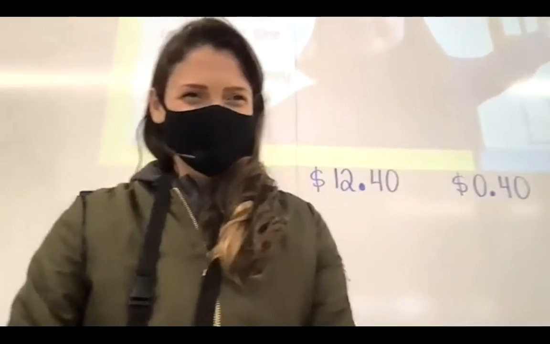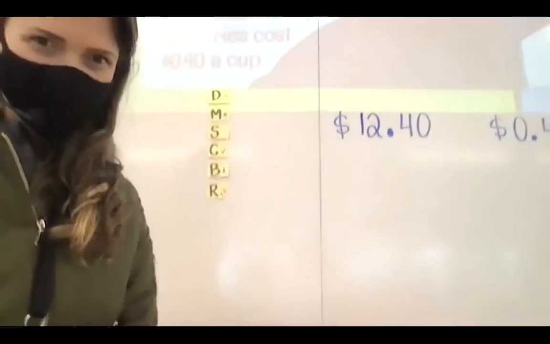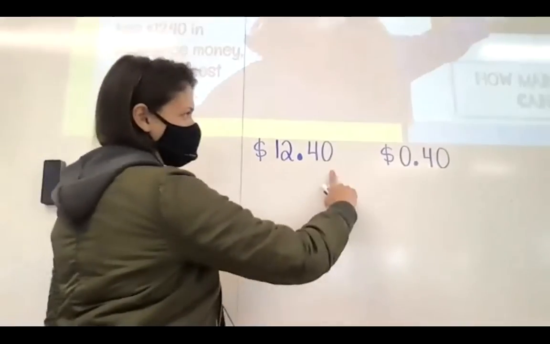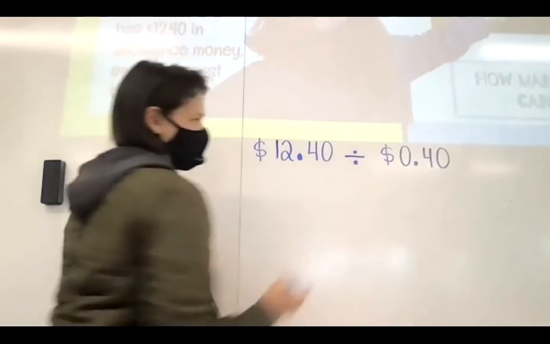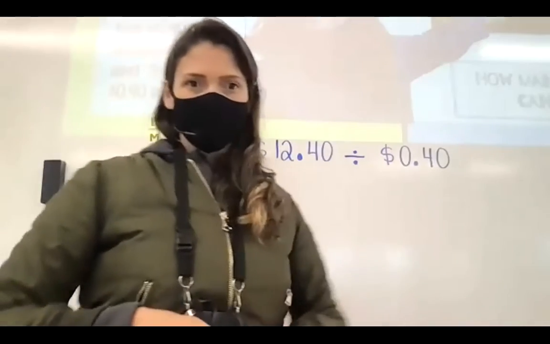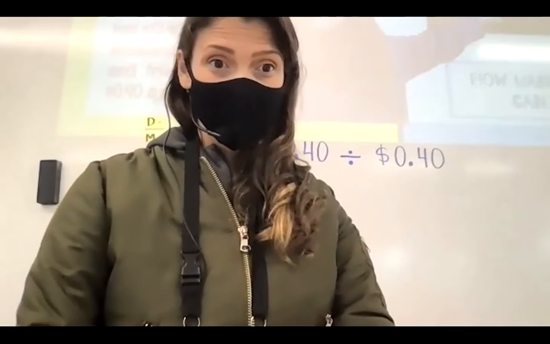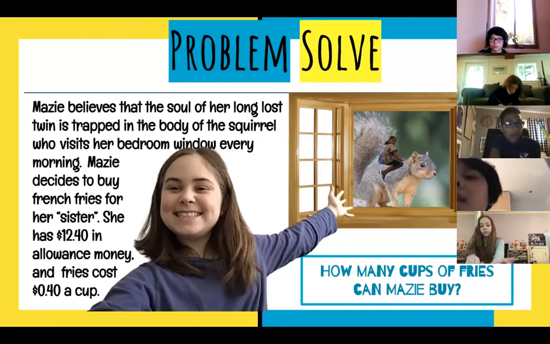Okie dokie. Can you all see? Let me move back a little bit. So here's the information I have. I have my $12.40, and I'm dividing by my 40 cents. Can everybody see my board? Yes, like a box. Okay, so remember what I said about not having a divisor that is a decimal.